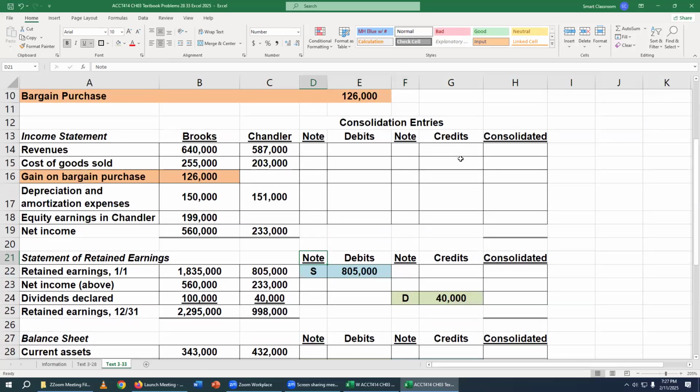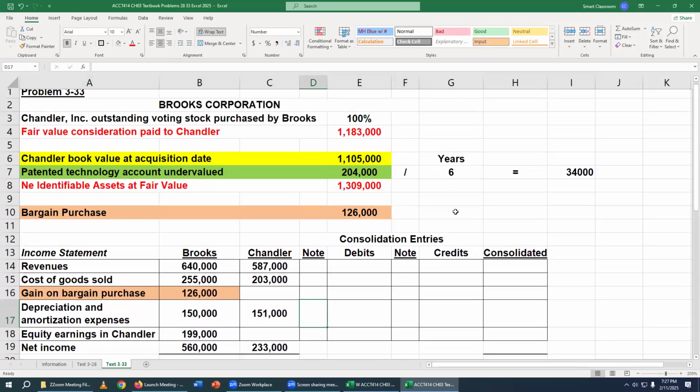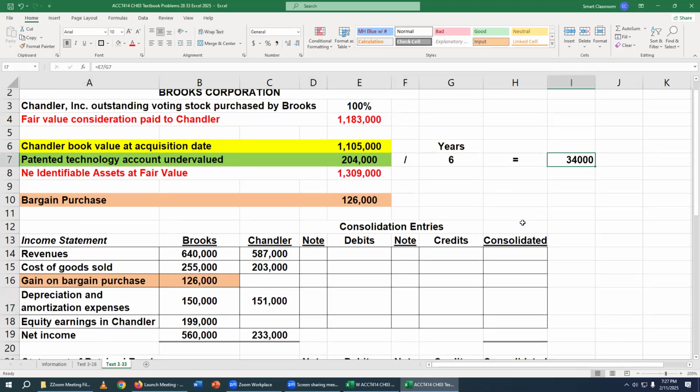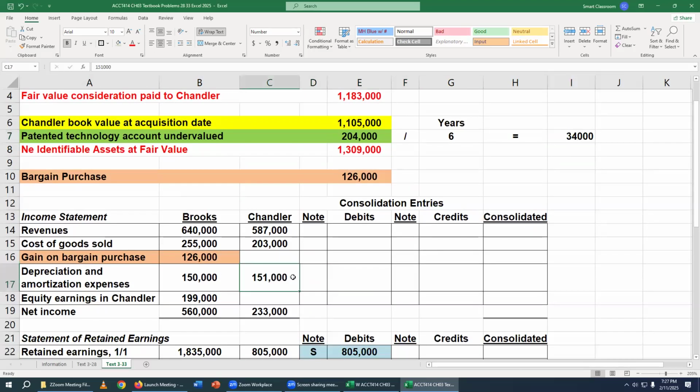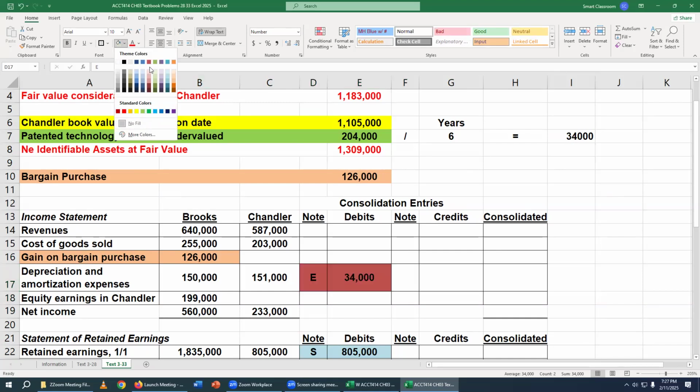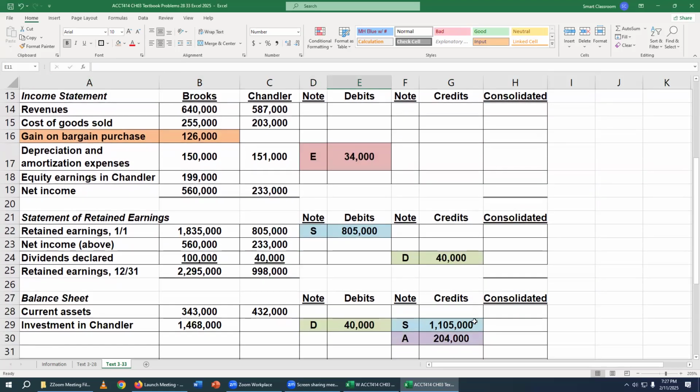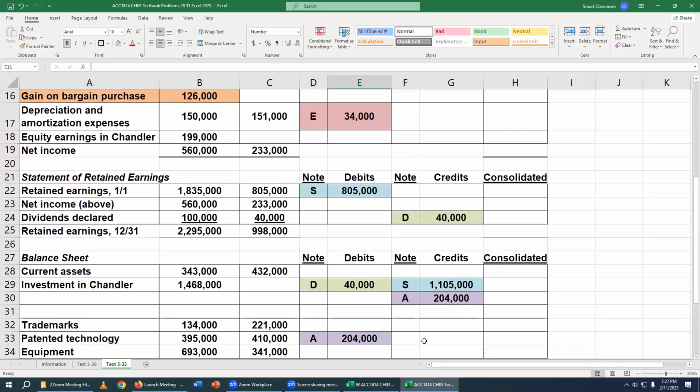Okay, expenses. Wow, they're being very generous. They have depreciation and amortization together. Don't have to worry about which one it is. Okay, 34,000, so this will be an additional expense. We need a color for it. That color.